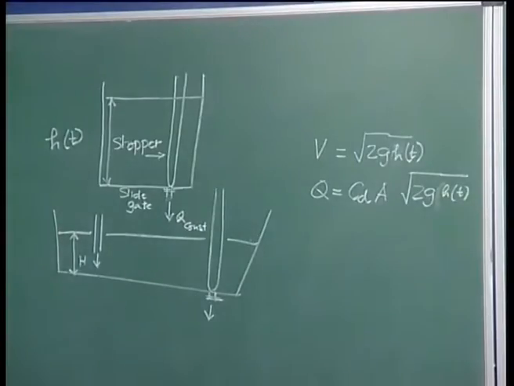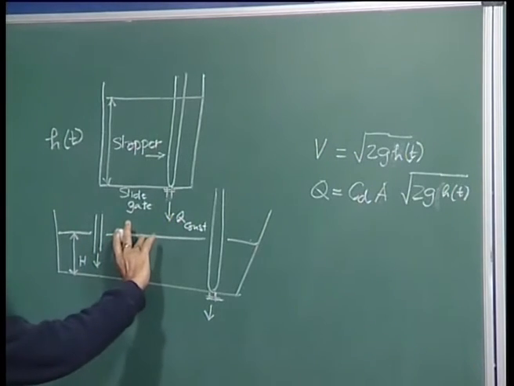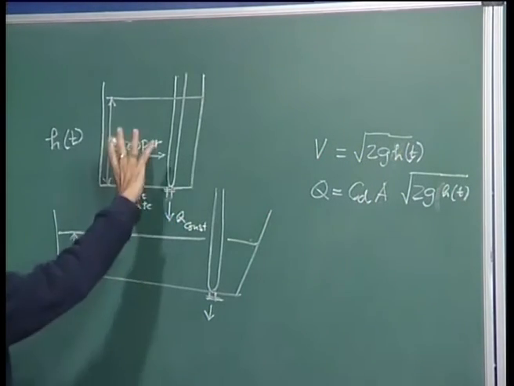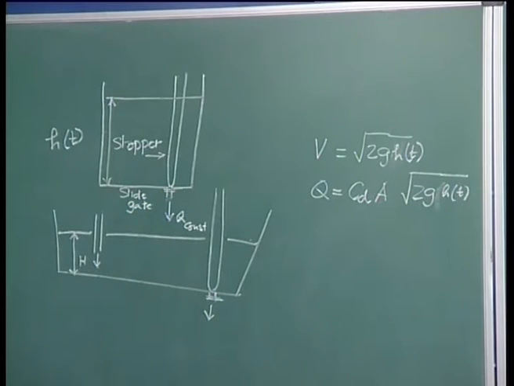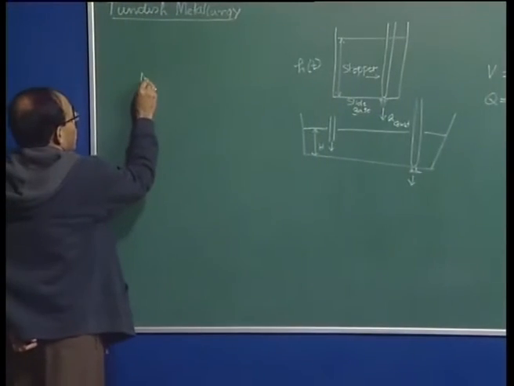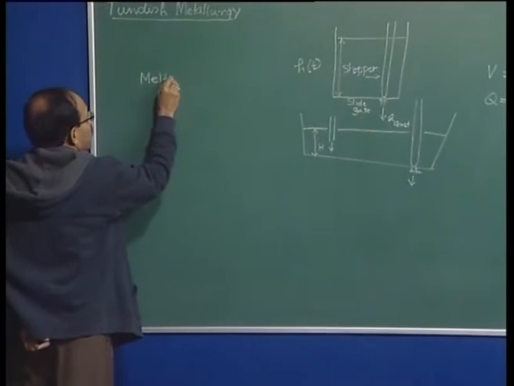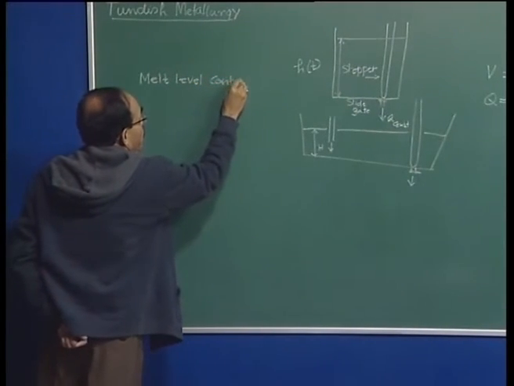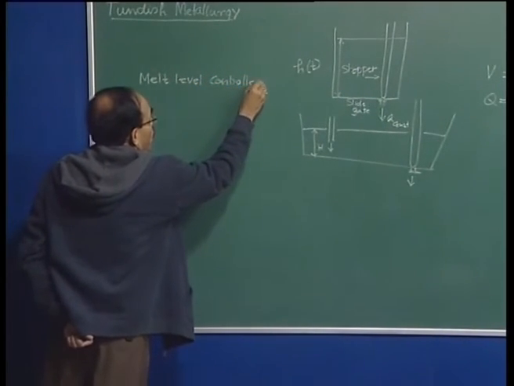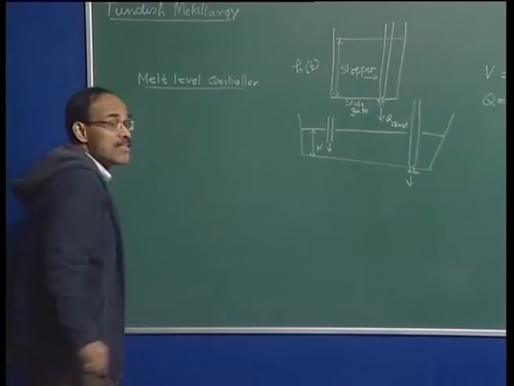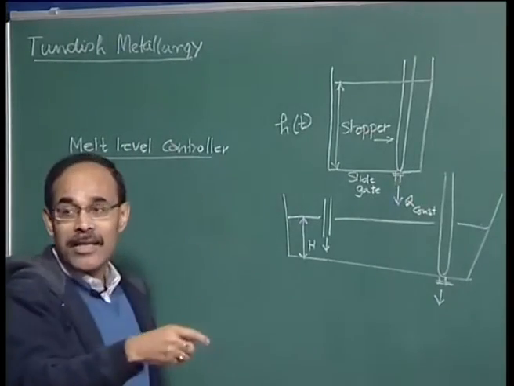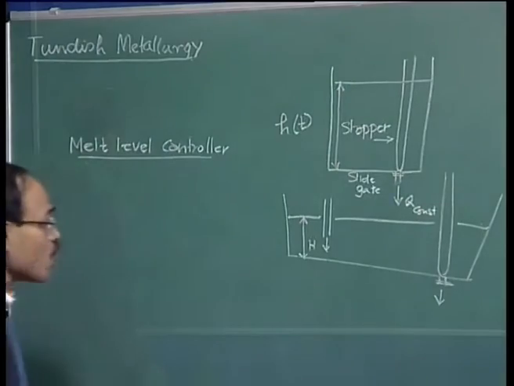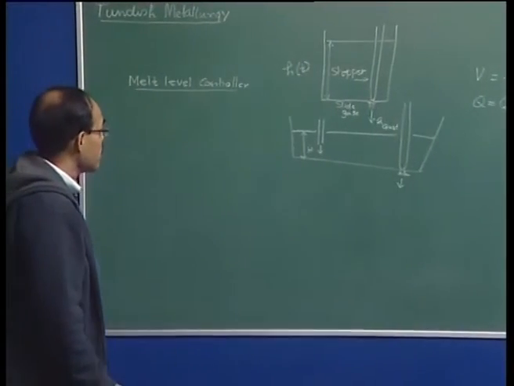The issue is, how do you maintain a constant bath depth, and how do you maintain a constant flow rate here? So, we have a small process control here, which we call a melt level controller, that is there in steel making, and the purpose of this melt level controller is to supply molten metal in the downstream reactor at a constant rate.